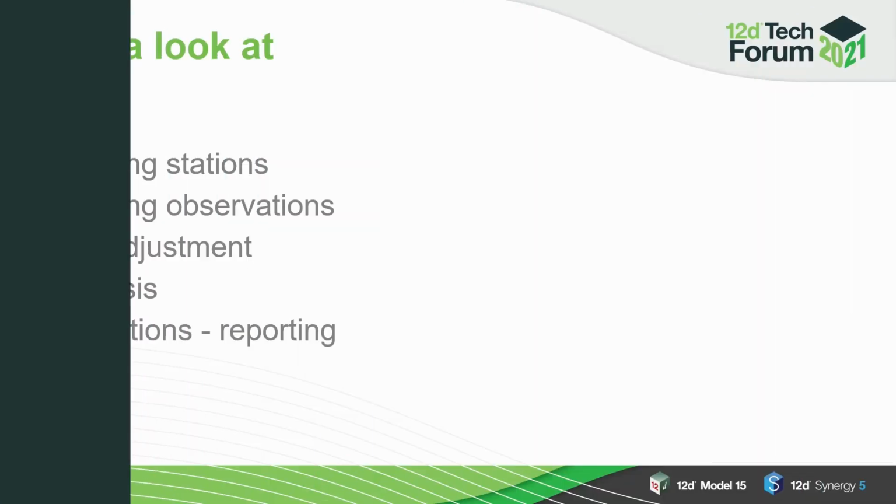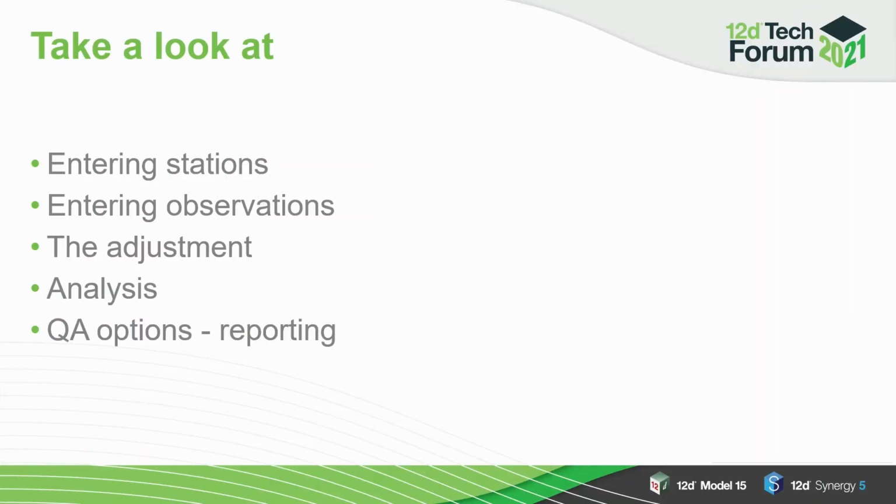We want to take a look at 12D's least squares adjustment. This is an introduction for people who are used to using least squares. It's not meant to be an introduction to least squares adjustment. Specifically, we want to look at entering stations, entering observations, the adjustment, analysis, and QA options or reporting.